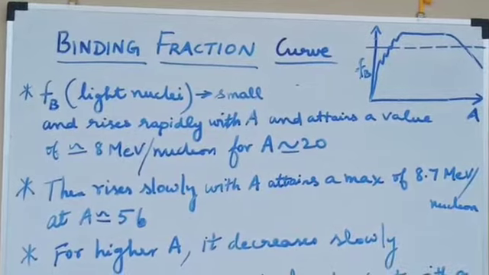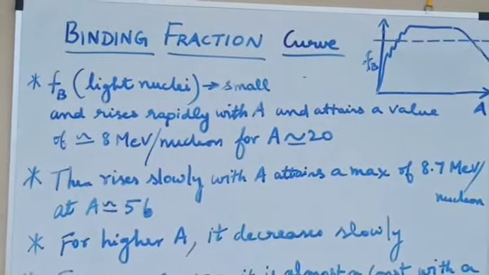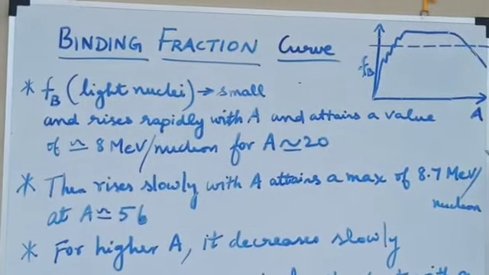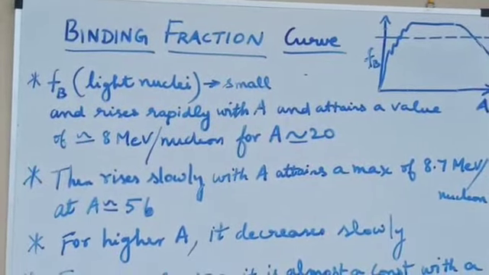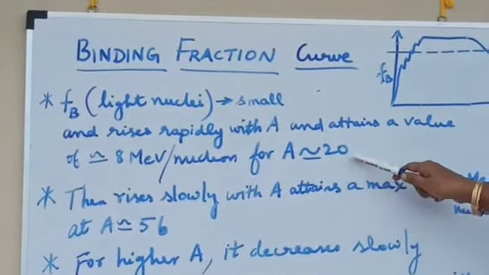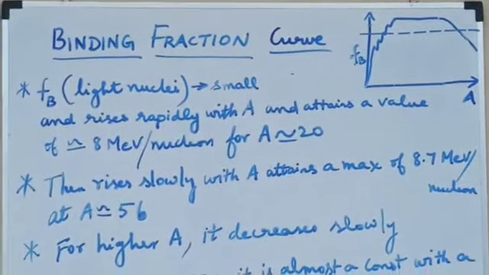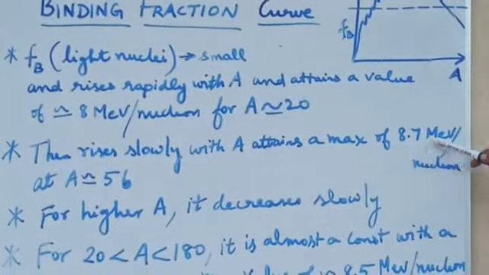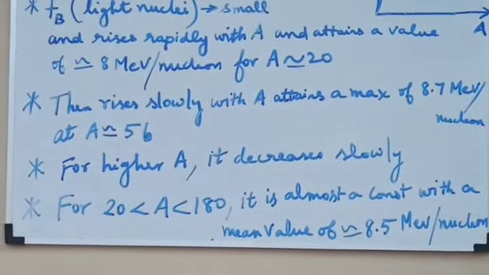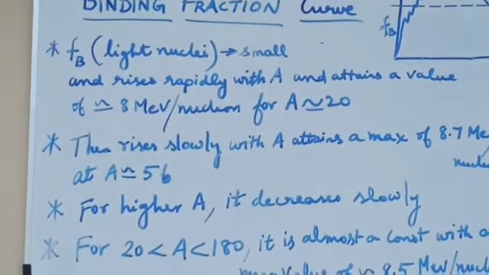The important points to be noted under this binding fraction curve are: first, the binding fraction Fb for light nuclei is very small, and then the curve rises rapidly with A and attains a maximum value of approximately 8 million electron volt per nucleon for mass number approximately equal to 20. Then the curve rises slowly with A and attains a maximum of 8.7 million electron volt per nucleon at A equal to 56. This mass number 56 is the iron nucleus, a very stable nucleus.